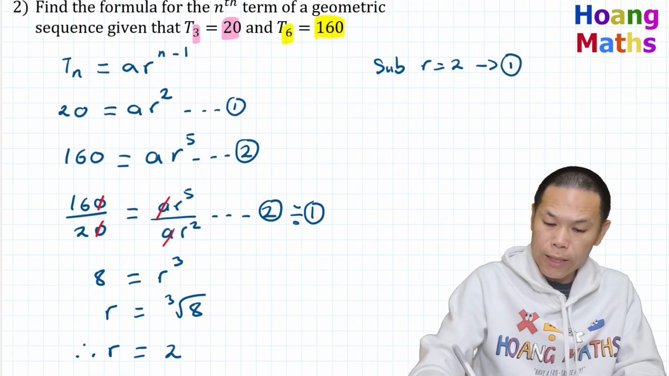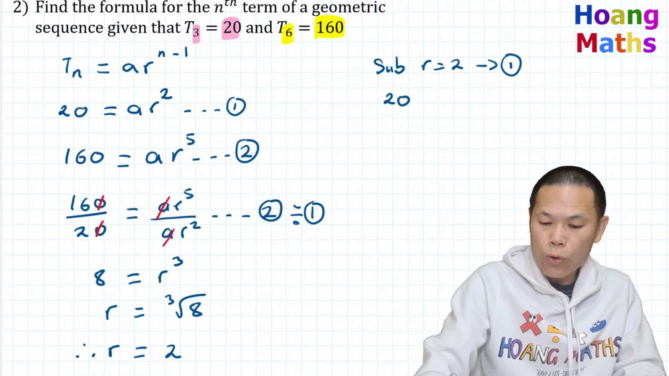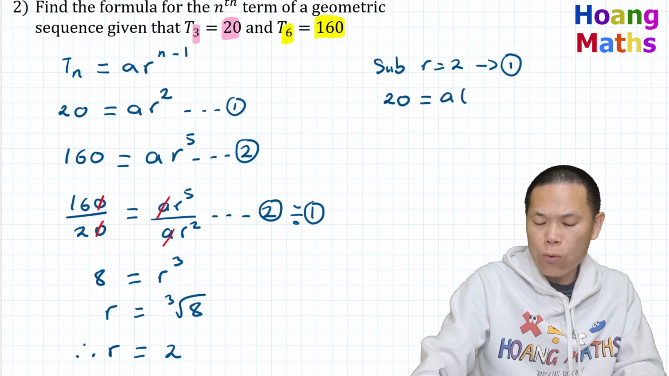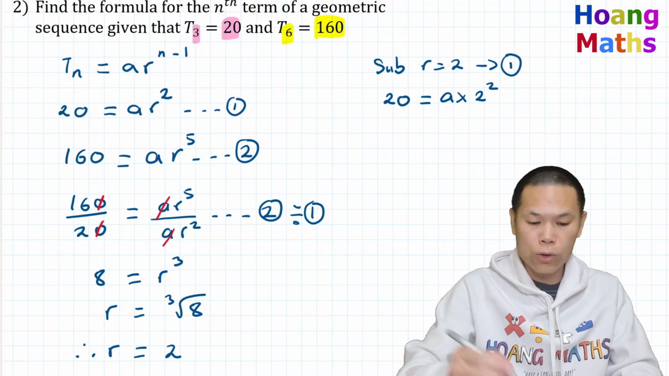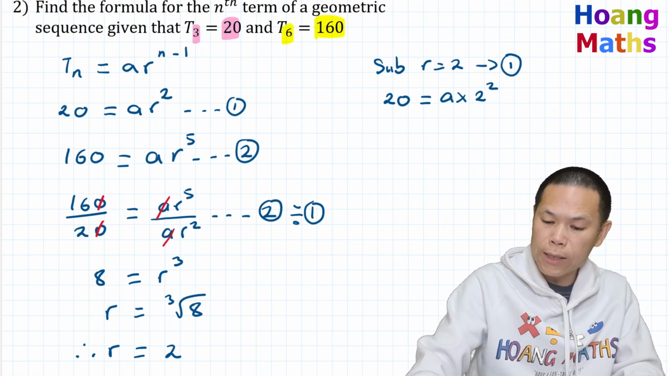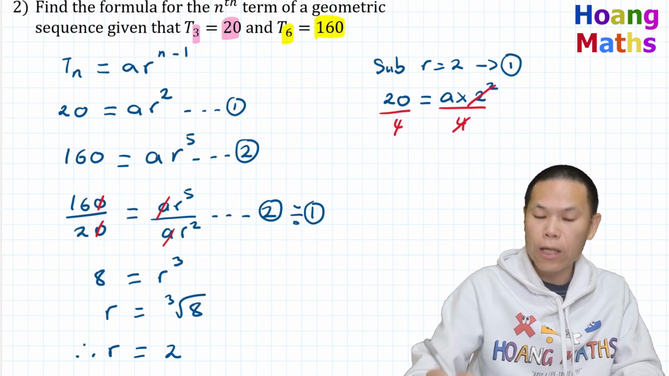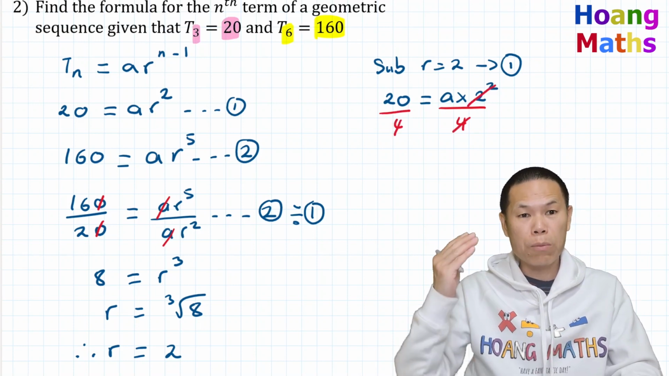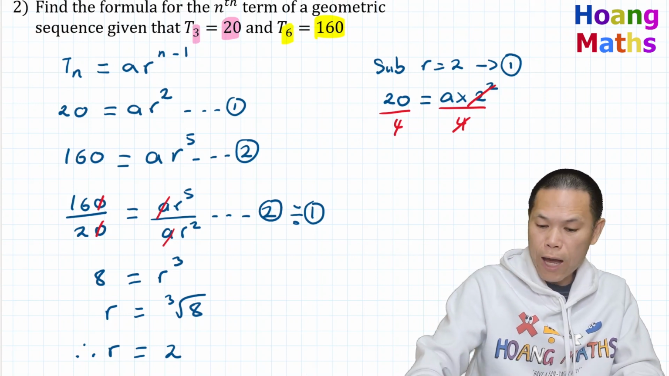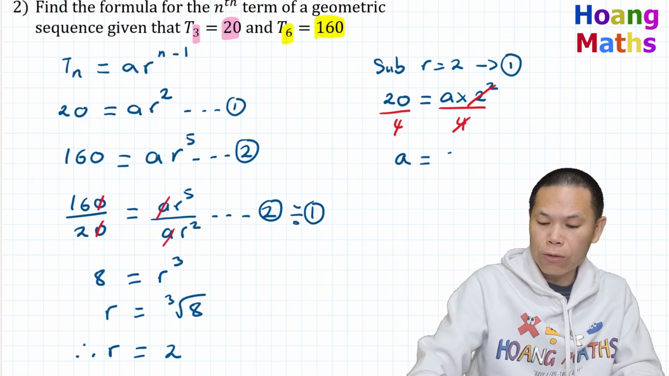So this means that 20 will give me AR squared. So R is 2, therefore times 2 squared. So 2 squared is 4. So I divide by 4 on both sides. And I divide this by 4. That cancels out. So 20 divided by 4 gives me 5. So therefore A is equal to 5.